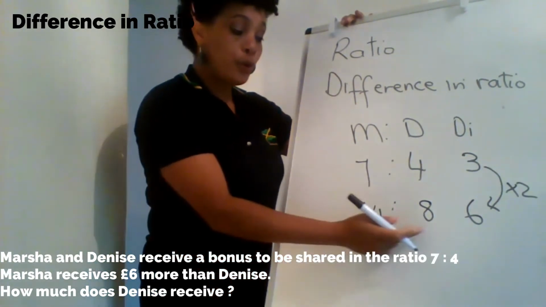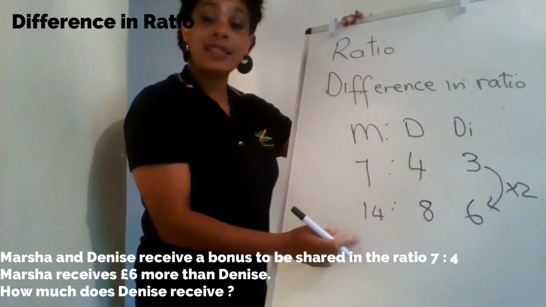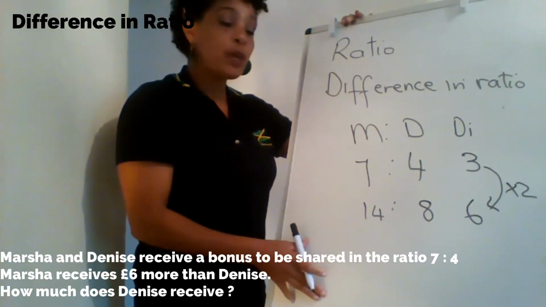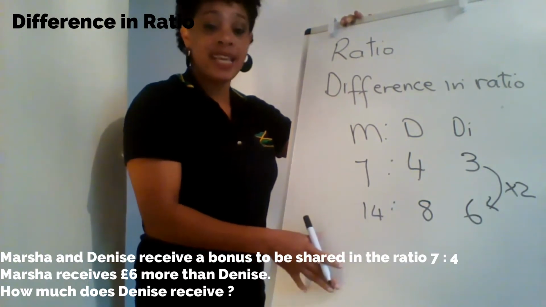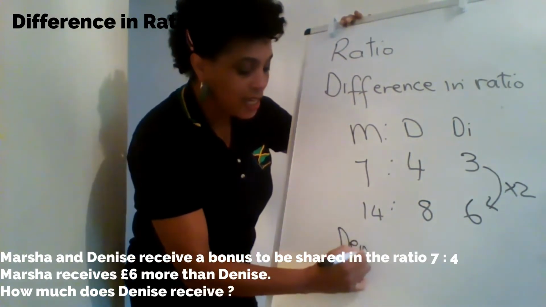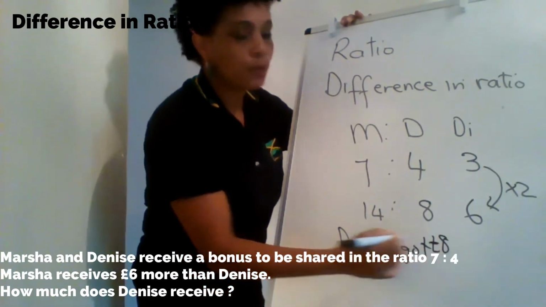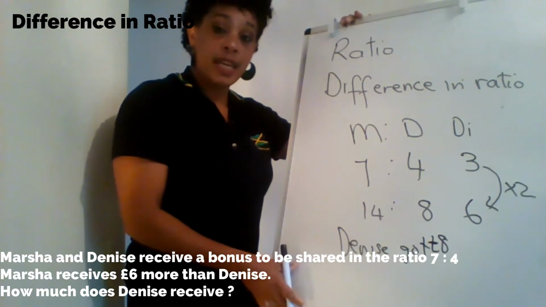And if we look, we realize that this is 6 less than this, or this is 6 more than this. The question was, how much did Denise get? So our answer is Denise got £8.